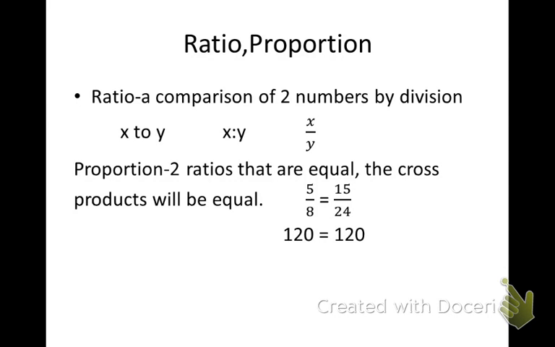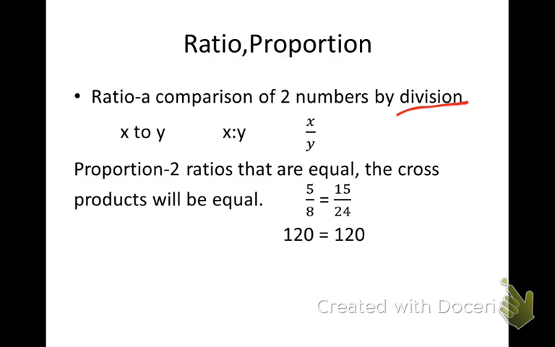So today we're going to be talking about ratio and proportions. A ratio is just a comparison of two numbers. Usually we think of it by division. We write it a lot of different ways: with the word TO in between, x to y; with a colon in between, x to y; or it can look like a fraction. It has many of the properties of a fraction. X to y is how you can read it.